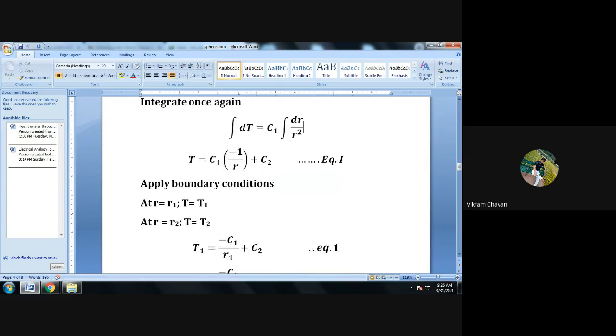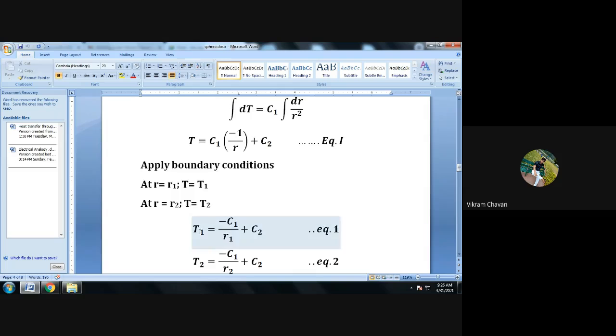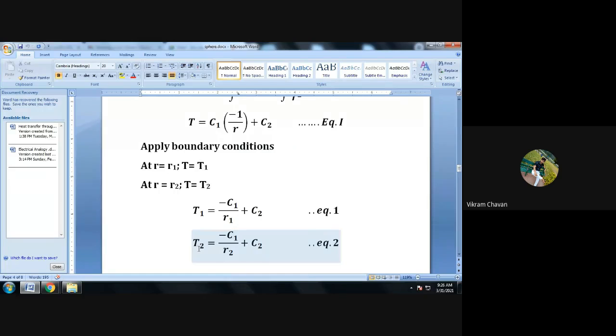So we will get when r is equal to r1, t becomes t1, so t1 is equal to minus c1 divided by r1 plus c2. And when we apply the second boundary condition, when r is equal to r2, t becomes t2. So we will get the equation t2 is equal to minus c1 divided by r2 plus c2.